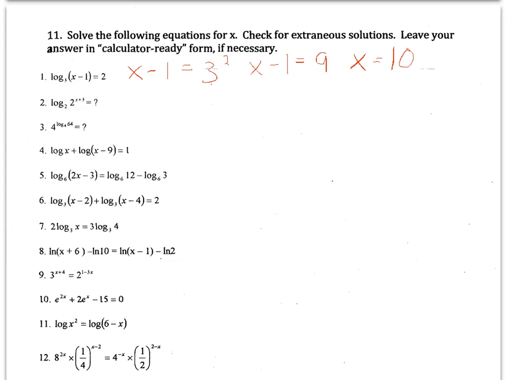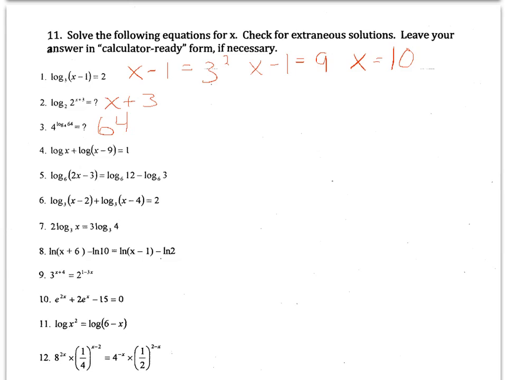For number 2, we have log base 2 of 2 to the x plus 3. And since we just have log base 2 of 2, that's essentially going to cancel out, and we're just left with x plus 3. For number 3, we have 4 to the log base 4 of 64. And since the bases are the same, the 4 and the log base 4 cancel out, and we are just left with 64.